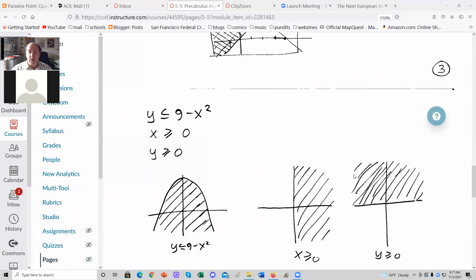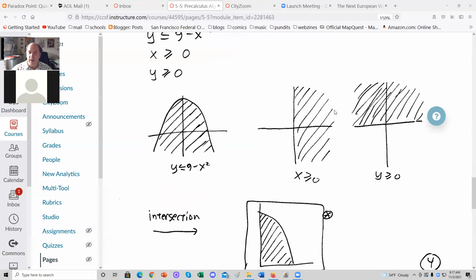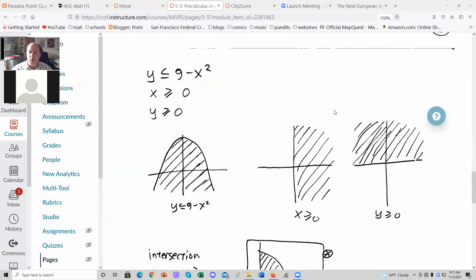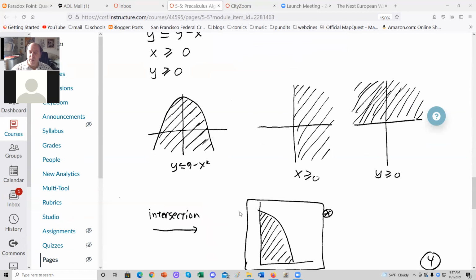Here we have, it's not linear. Y less than or equal to 9 minus x squared, whose graph is everything below this upside down parabola. X greater than or equal to 0, that's the right half of the plane. Y greater than or equal to 0, that's the upper half of the plane. So you want the intersection, the overlap of all three. So it'll be this quarter of a downward pointed parabola. So let's hit the parabolic end. Here's to the right of the y-axis. Here's above the x-axis. This.